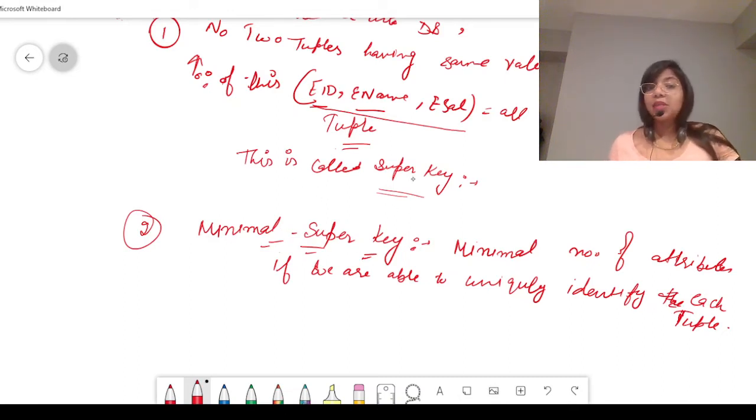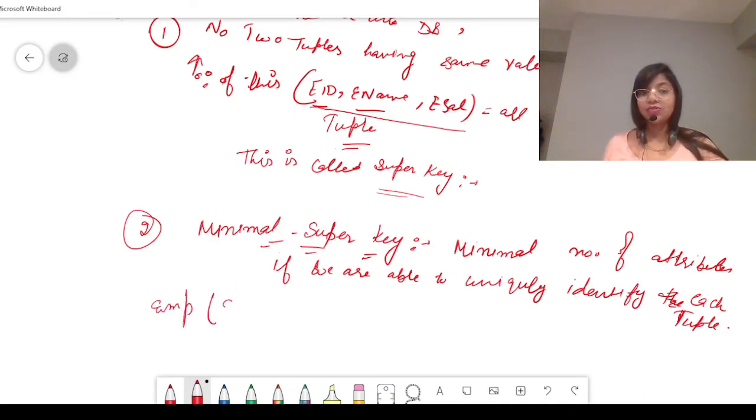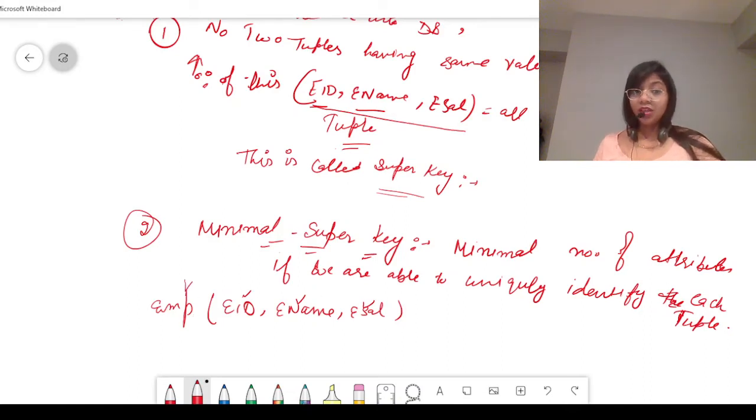So what is the meaning of that? It is just a fancy description, but what is meant by this? As you know, the employee table has three attributes: EID, ename, and eSalary. These are the three attributes of the relation employee. So what is the meaning of minimal super key?